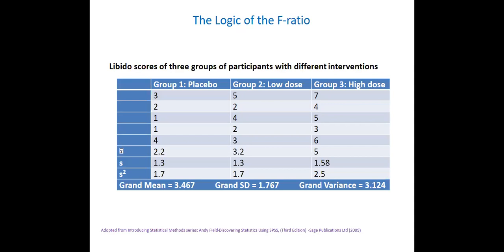Now, I want us to look at an example. This is an example, libido score of 3 groups of participants with different interventions. So we have 3 groups here. Maybe these 3 groups of people, 5, 5, 5. Group 1, 5 people, group 2, 5 people, group 3, 5 people. And these groups, they wanted to know the libido, the performance, you know what I mean.